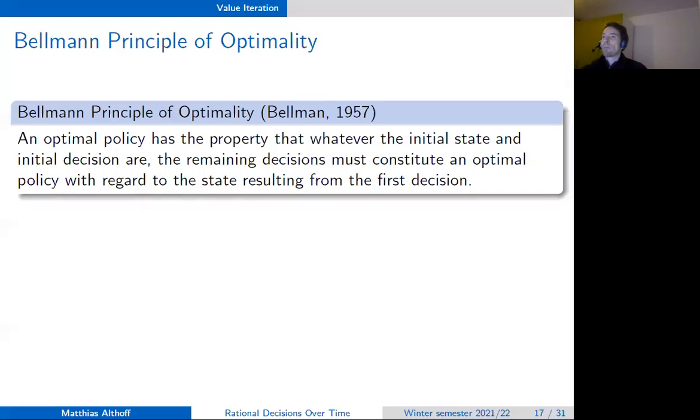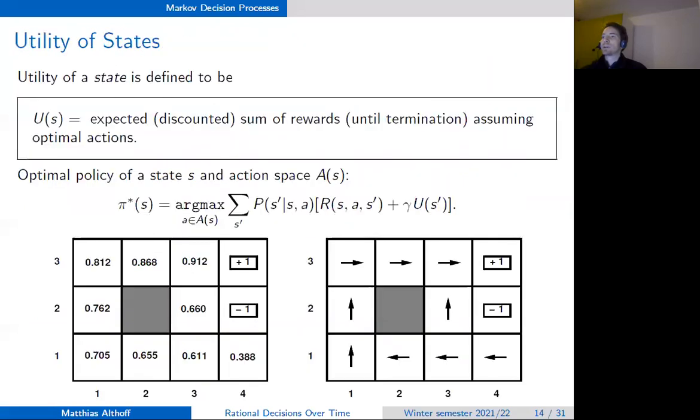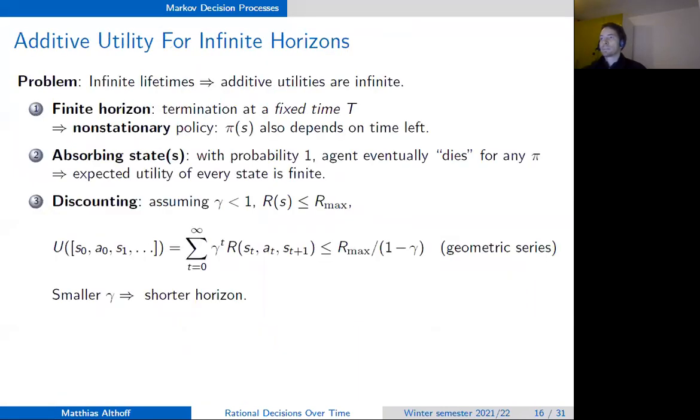Okay. So now, how to compute this optimal policy? This was introduced quite abruptly. What you need for this optimal policy are the utilities. So we will now introduce how to compute these utilities using the Bellman principle.